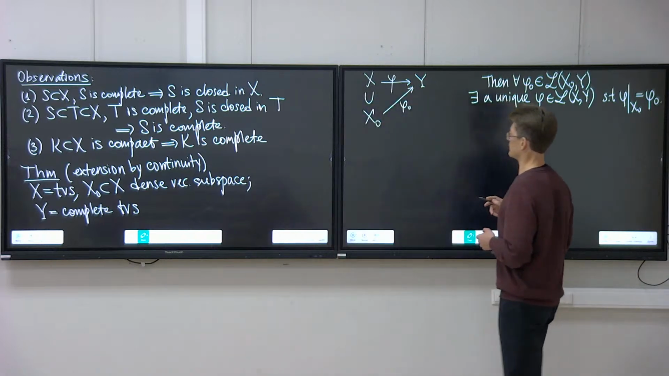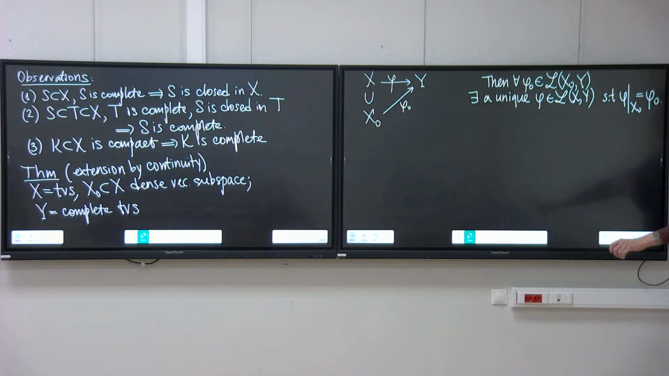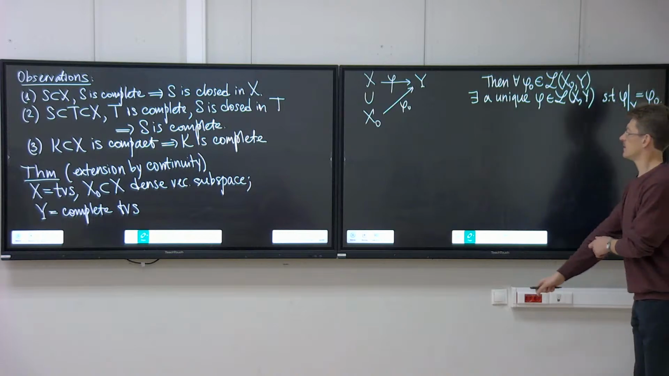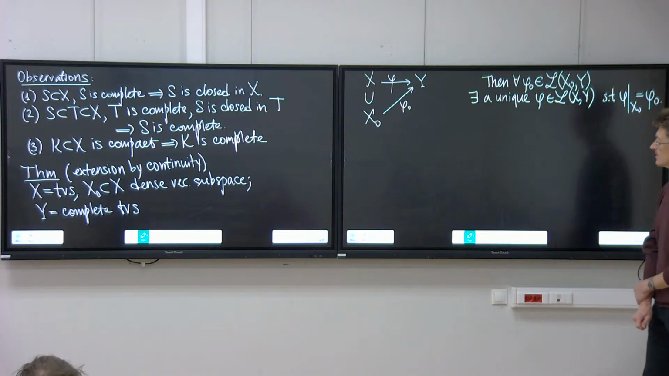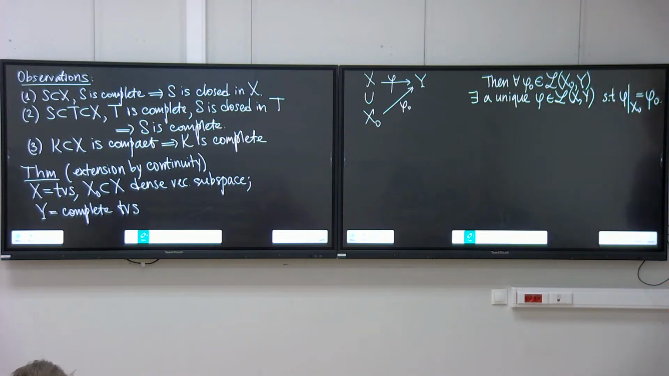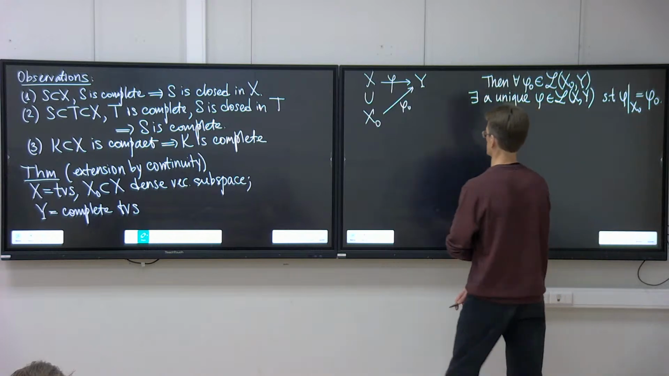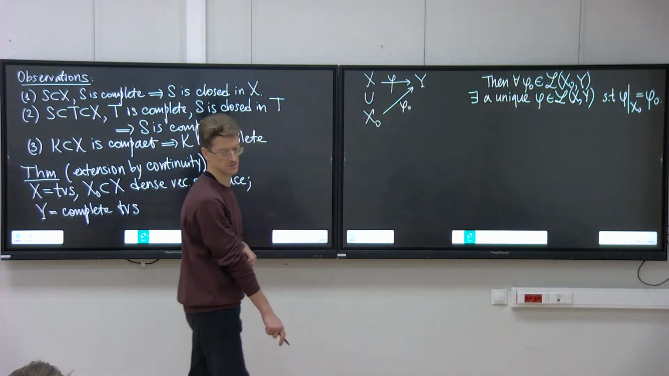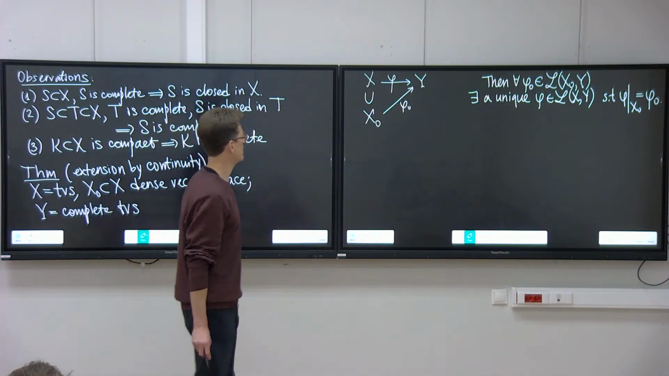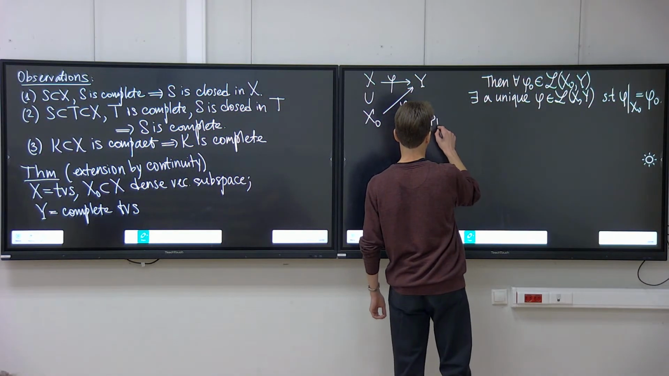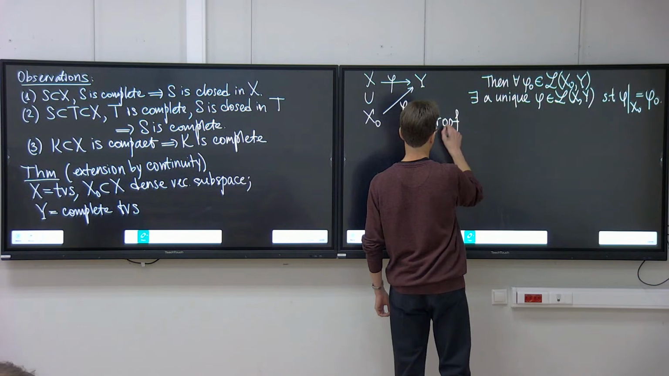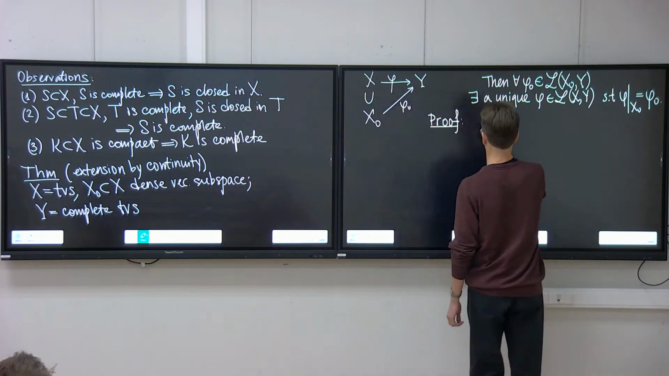And for nonlinear maps, this result fails. Fails, yeah. The uniqueness is true, but the existence essentially assumes that phi 0 is linear. The proof is actually exactly the same as in the case of normed spaces.